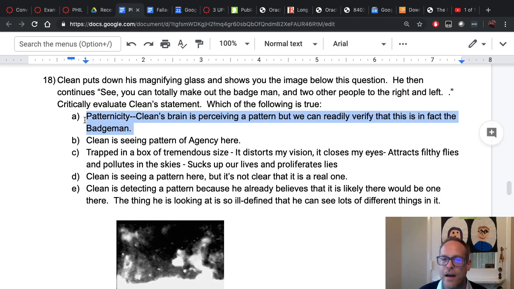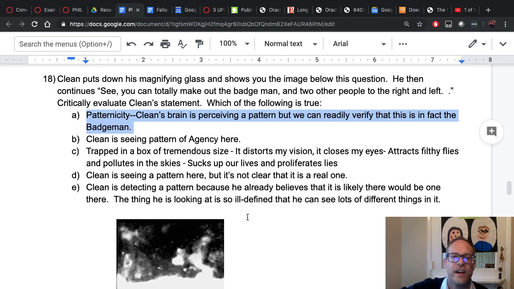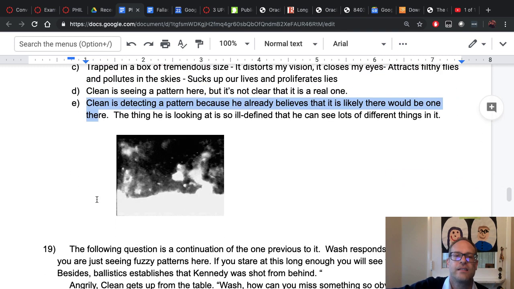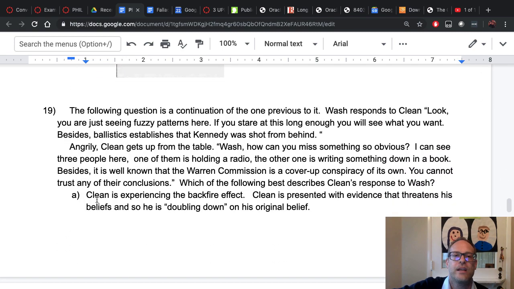C is just a no doubt lyric. D, Clean is seeing a pattern here, but it's not clear if it's a real one. Oh, yeah, that's right. D's okay. So B and D are all right. E, Clean is detecting a pattern because he already believes that it's likely there would be one there. The thing he's looking at is so ill-defined that he can see lots of different things in it, and the answer E is correct. So our answer there is E for number 18.